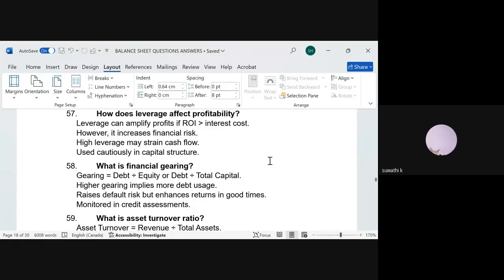57. Please read. How does leverage affect profitability? Leverage can amplify profits if ROI is greater than interest cost. However, it increases financial risk. High leverage may strain cash flow, so it is used cautiously in capital structure. ROI means return on investment, right? Correct, not return on interest, return on investment.